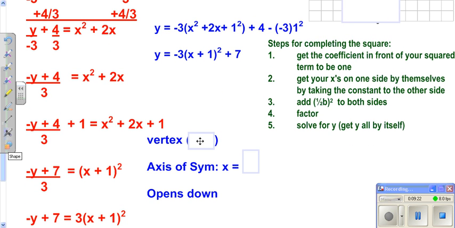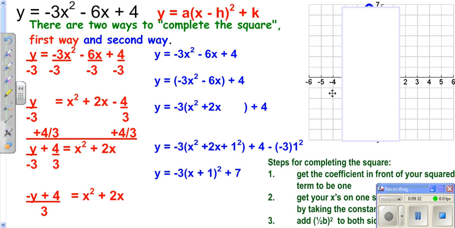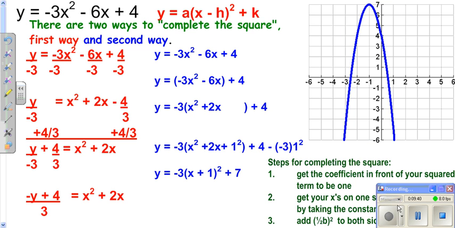So your vertex, once again, is always the opposite of what's after the x, and the same as what's afterwards. So you have your axis of symmetry. Then you just want to go ahead and plot your points. Now you're going to have to multiply that pattern of 1, 3, 5, 7 by the negative 3 here when you plot your points, and you get this graph.